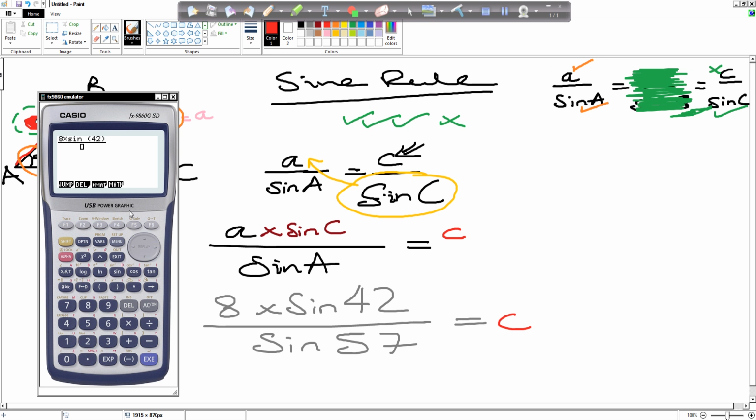So, and then you bring the cursor to the bottom. So sine of 57. What we see here, we type exactly the same. EX. So what did you get for yours? Exactly the same.